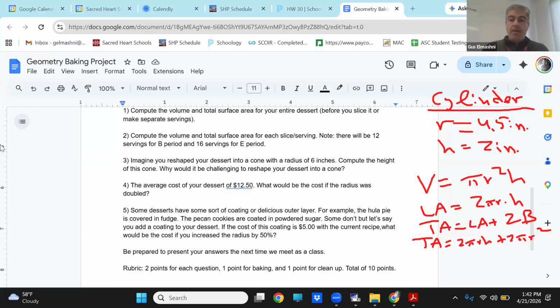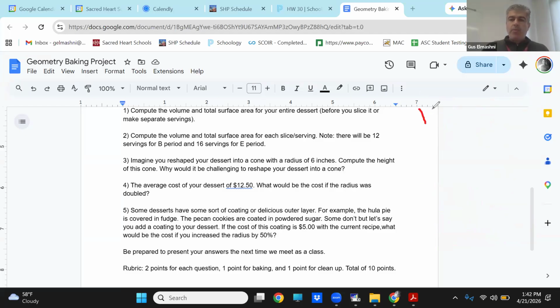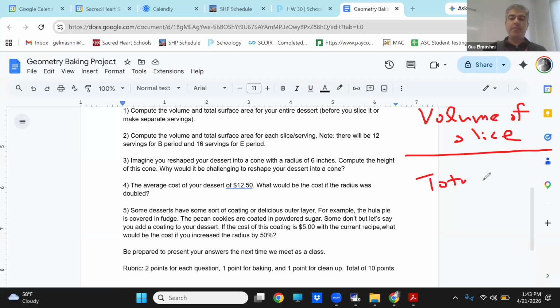Let me clear this. So if I want to find the volume of the slice, this is going to be true for every single dessert today. If I want to find the volume of the slice, what do I do? Go ahead, Colette. Yeah, you multiply by 1/12. I know what you meant, but you divide by 12. So that's super easy. This is the challenge: the total surface area.